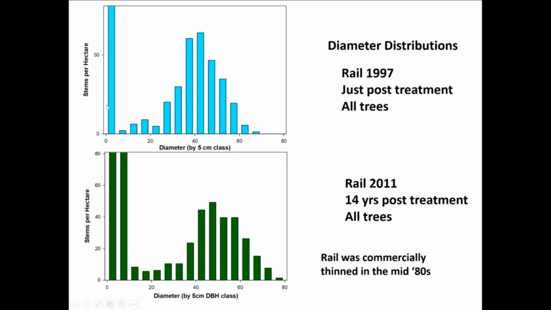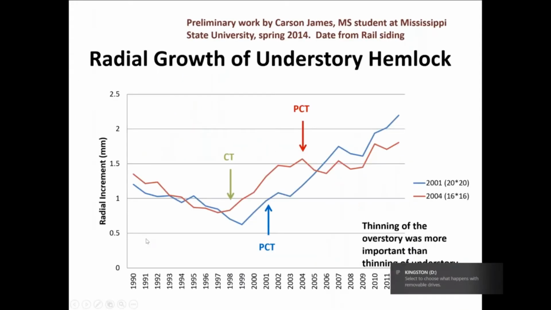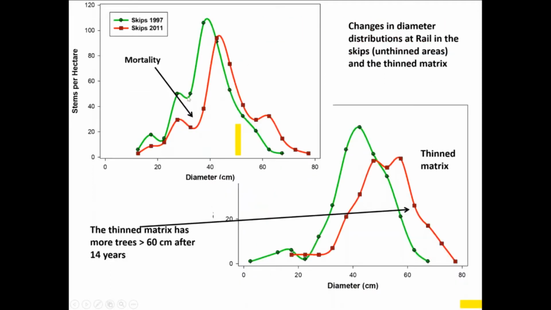So Rail is another stand, just to give you one other example here. Rail is a stand that had been thinned in the 80s, lightly thinned as part of a salvage from some bark beetle kill. And because it had previously been thinned, there were quite a few trees in this very smallest, kind of less than 2-inch diameter class. And 14 years later, you can see we still have a lot in that size class, but we also have a large number in the next diameter size class up.